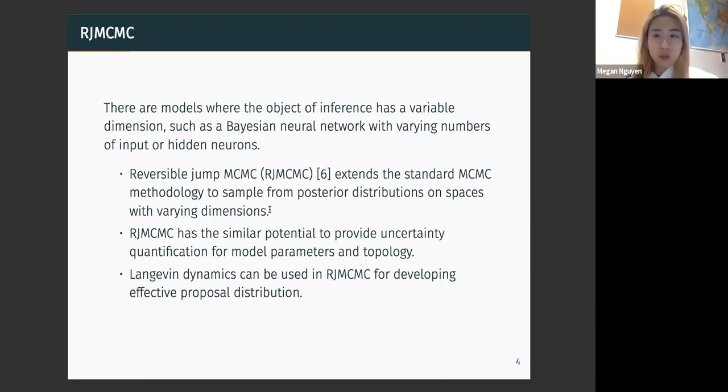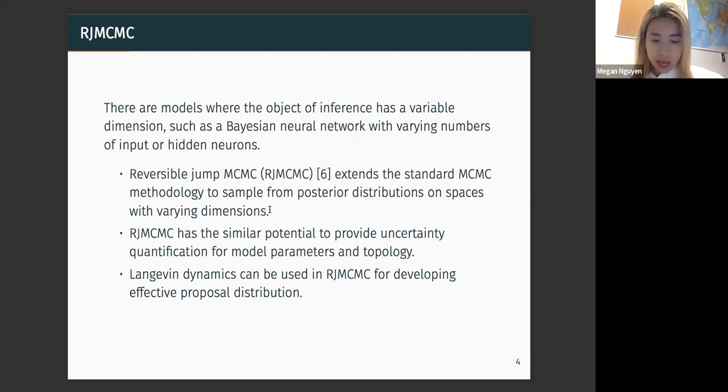So the question that we came up with is that when we look at MCMC, there are oftentimes when we have a structured Bayesian neural network, but we want to explore different architectures within the neural network with different numbers of input and hidden neurons. So reversible jump MCMC extends the standard MCMC method to sample from the posterior distributions of spaces with varying dimensions. So based on the fact that MCMC gives us the potential to provide uncertainty quantification, RJMCMC also has the potential to provide uncertainty quantification for model parameters and topology. And we also use Langevin dynamics to develop the effective proposal distribution.